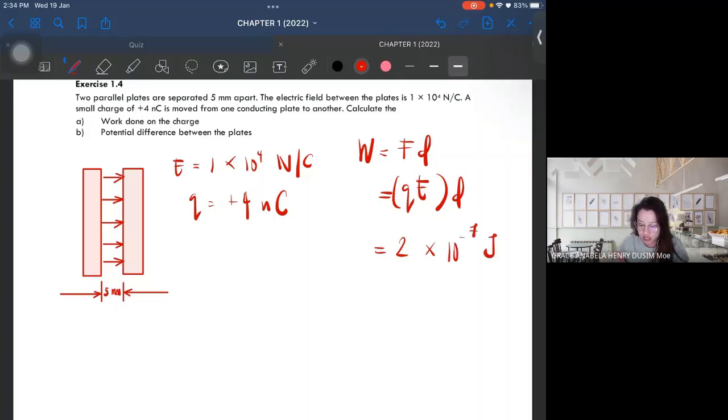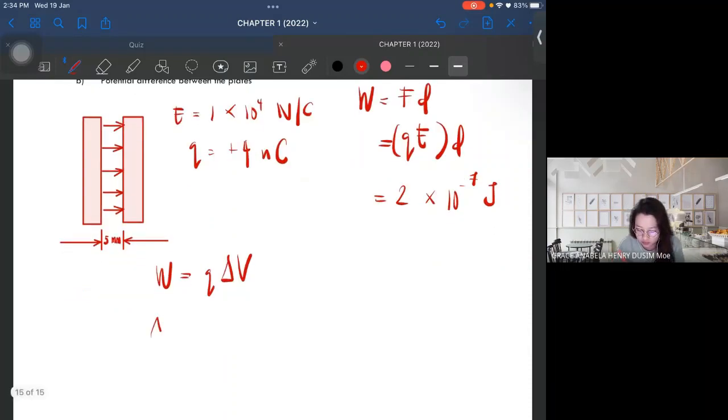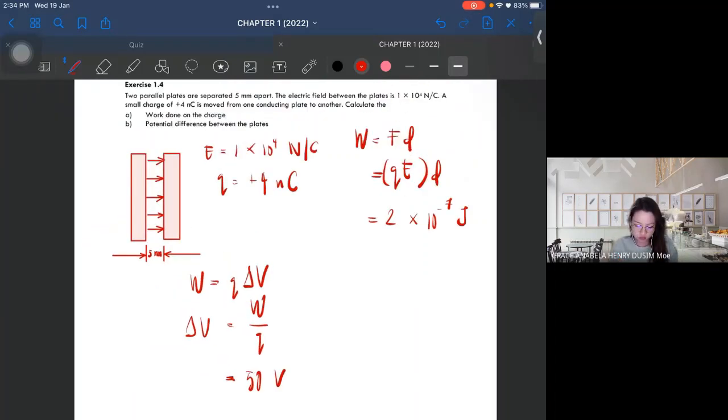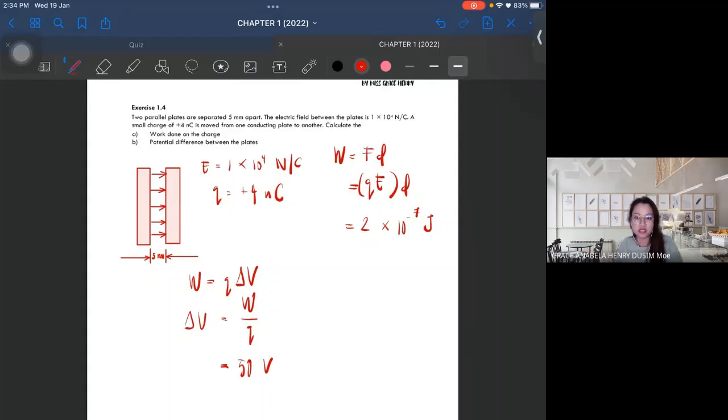Now for the potential difference, we can use work equals Q delta V. They ask about the potential difference, so work over Q equals 50 volt. Okay, so that is the solution for exercise 1.4.